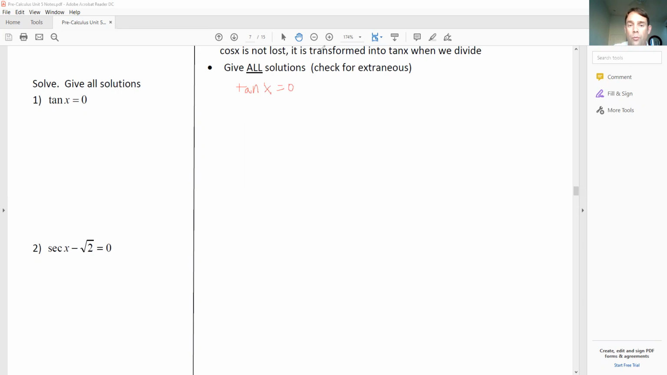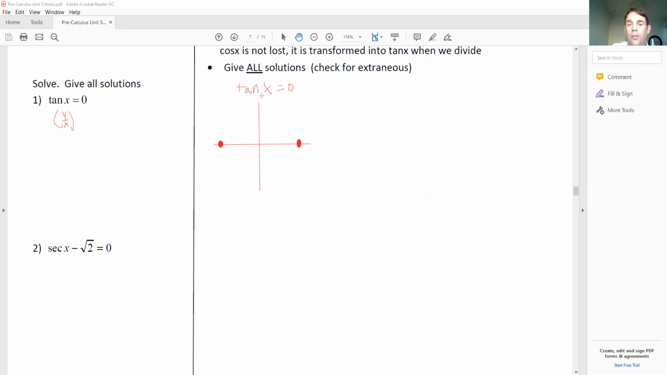So whenever we're doing this, we're always thinking of our unit circle. Tangent of x is the same thing as y over x, if you're looking at coordinates. So y over x equals 0. In order for that to happen, it's when y equals 0. So that's going to happen here, it could happen here. These are the 2 points where my y value is 0.